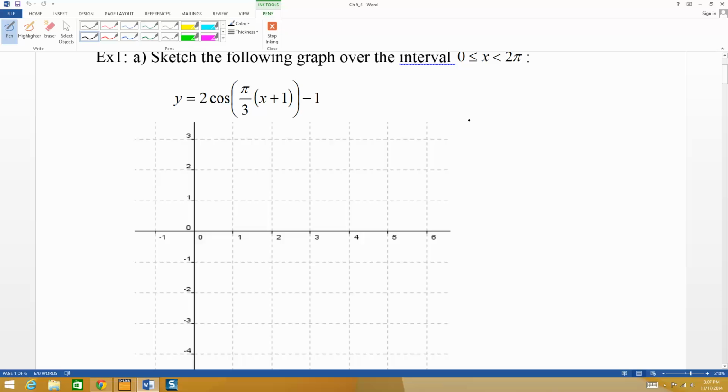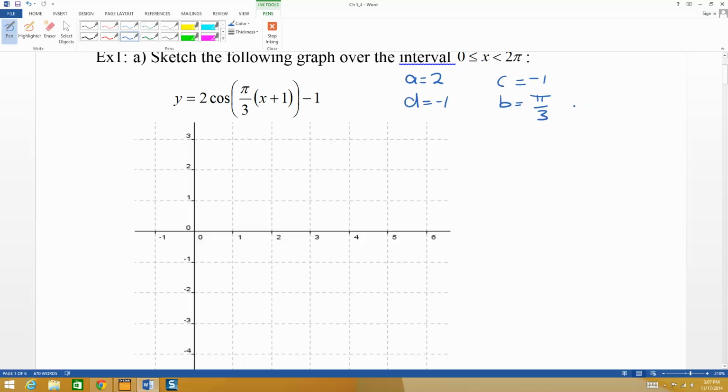So if we analyze this equation here to figure out what our a, b, and all those nice values are. Our a value is going to be equal to 2. My d value is going to be equal to -1. My c value is -1. And what's left, my b value is pi over 3.